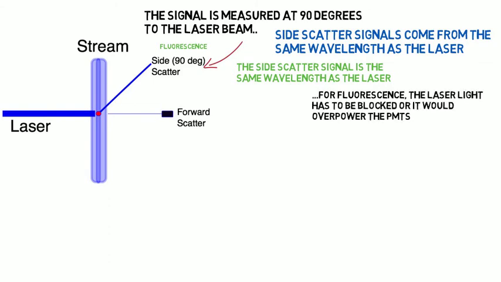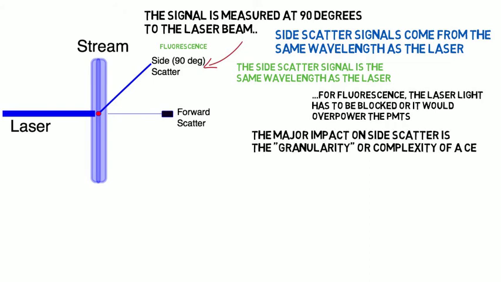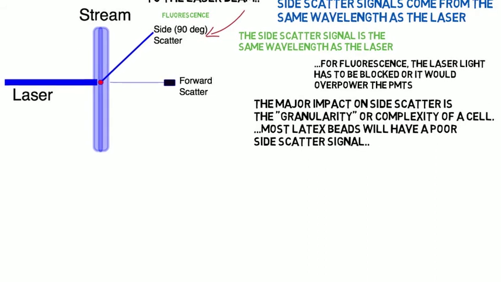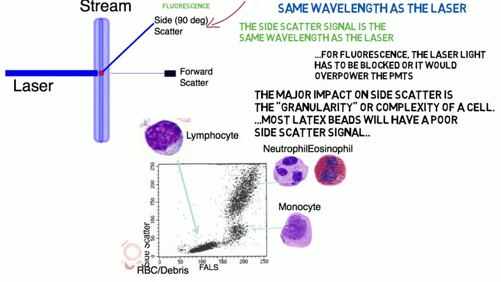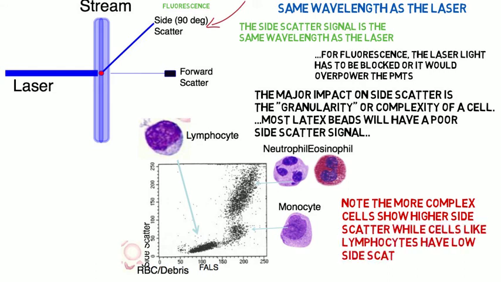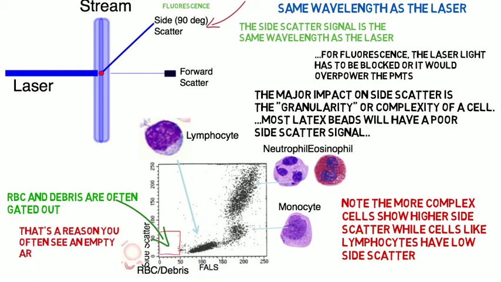We can say that the major impact on side scatter signal is the granularity or complexity of a cell. Neutrophils and eosinophils have a lot of granularity, so they produce a large 90-degree light scatter signal. But latex beads and lymphocytes have little to no structural complexity, so they have a very low side scatter signal. You can see that in this diagram where I've shown you exactly what type of cells produce large and small side scatter signals. Note that we very often gate out red blood cells and debris in the bottom left corner of the dot plot. This is often achieved by settings on the flow cytometer to reduce its sensitivity to small particles.